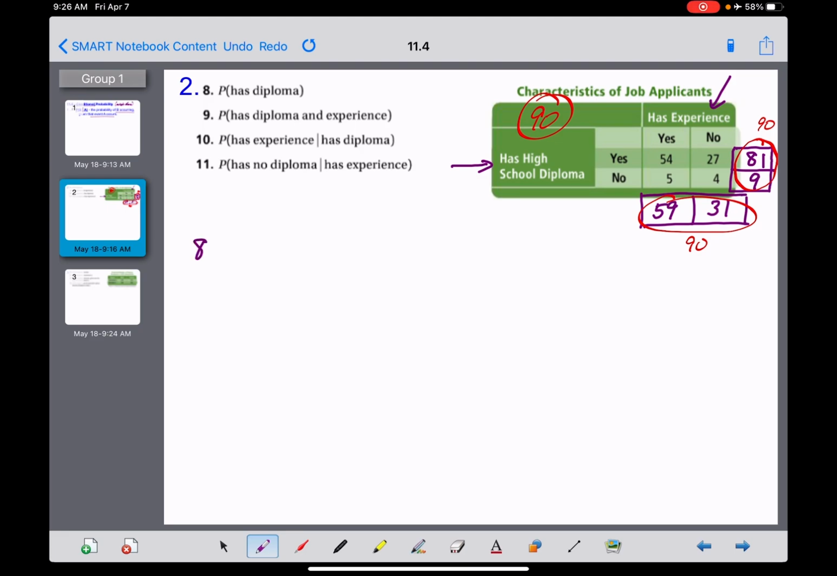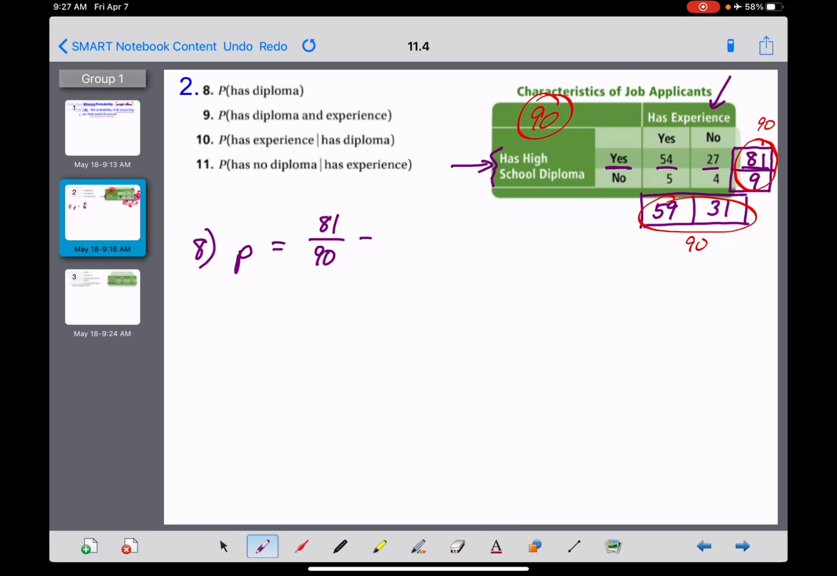Okay, so number 8, everybody: the probability that our applicant has a diploma. And this is really the reason why, guys, we added all those things. The line about whether or not they have a high school diploma is right here. We'd be looking at the yes column, and that would be the 54 and the 27, which we just added together to get 81 applicants out of a grand total, we said, of 90. So number 8 isn't anything new, guys. This is just the same type of probability we've been doing before. 81 of our applicants out of a grand total of 90 have a diploma.